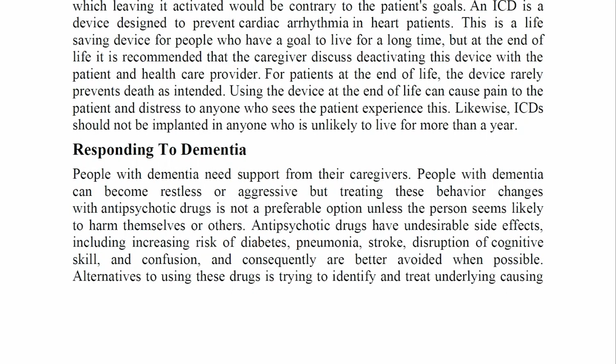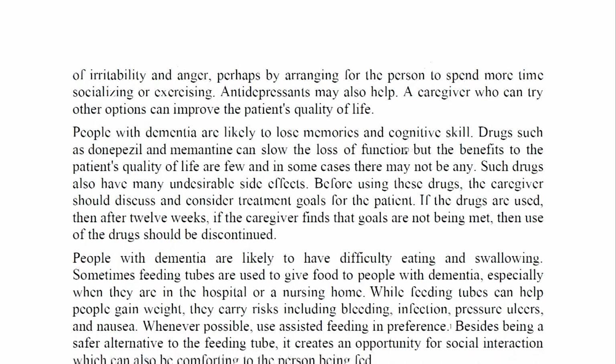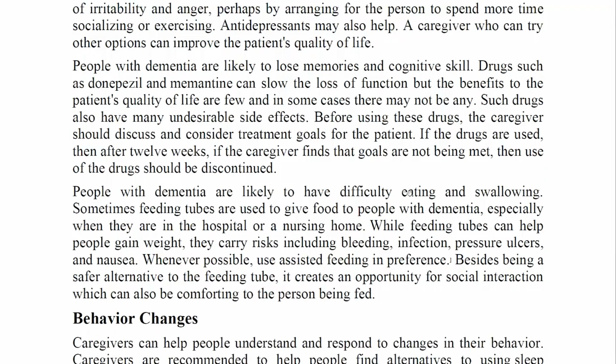Alternatives to using these drugs is trying to identify and treat underlying causes of irritability and danger, perhaps by arranging for the person to spend more time socializing or exercising. Antidepressants may also help. A caregiver who can try other options can improve the patient's quality of life.